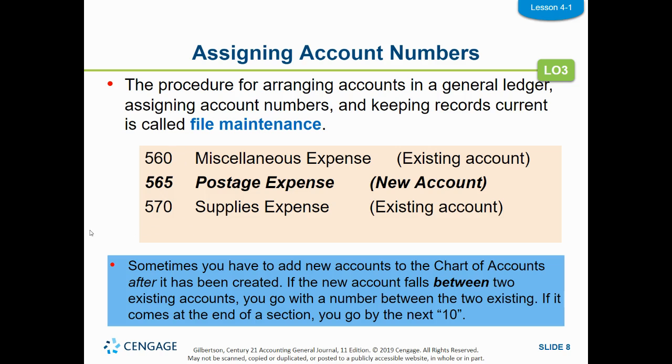And then if you wanted to add one at the end, like water expense, it would be a 580, the next 10 down. So this one is 565 because it comes between 560 and 570. This one's 580 because it comes after. Now, I'll talk a little bit more about that, but most of the sections of your chart of accounts are going to go alphabetically. That's why we go M, P, S, W. P comes between M and S, so it had to go in between. W comes after S, so it came at the end.